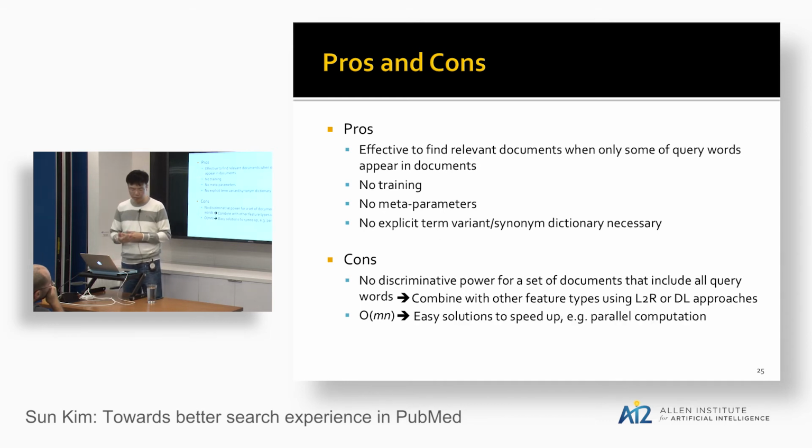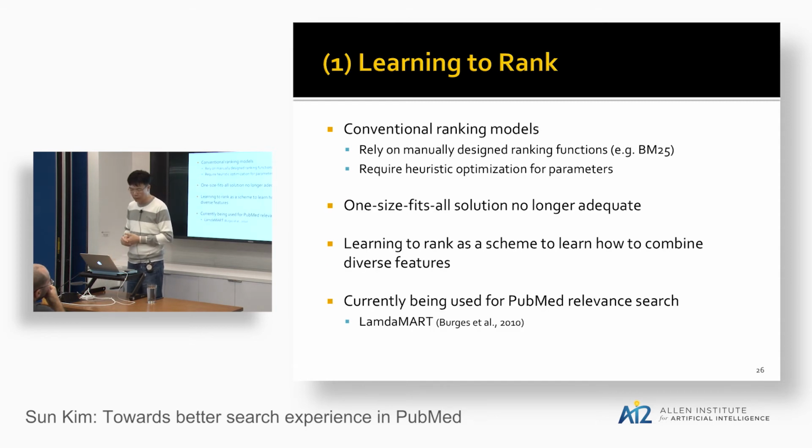This m times n problem is rather easy because no matter what, this distance is to measure a score between a query and a document. So this can be easily parallelized. So let's first see merging word mover's distance with other features using learn to rank.